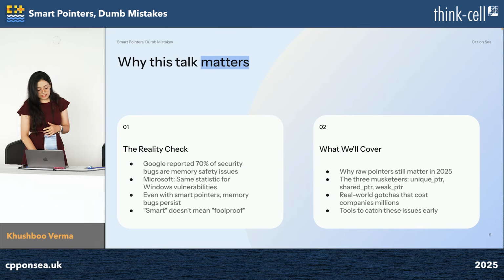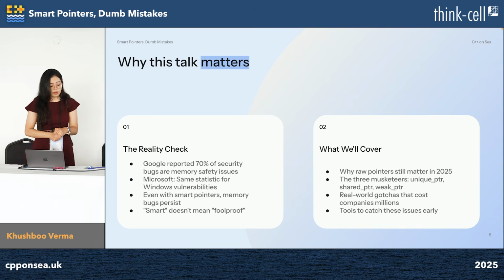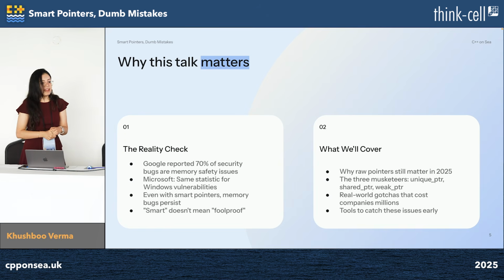So these are some statistics that I was looking at recently: Google has reported that 70% of their security bugs happen because of memory issues, right? And I have personally seen a lot of memory issues in production, and I'm sure that all of us have. And even Windows has been having a lot of these issues.